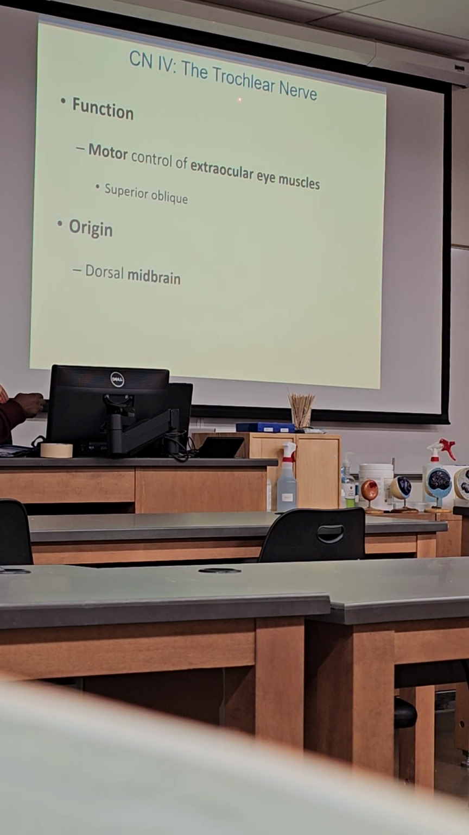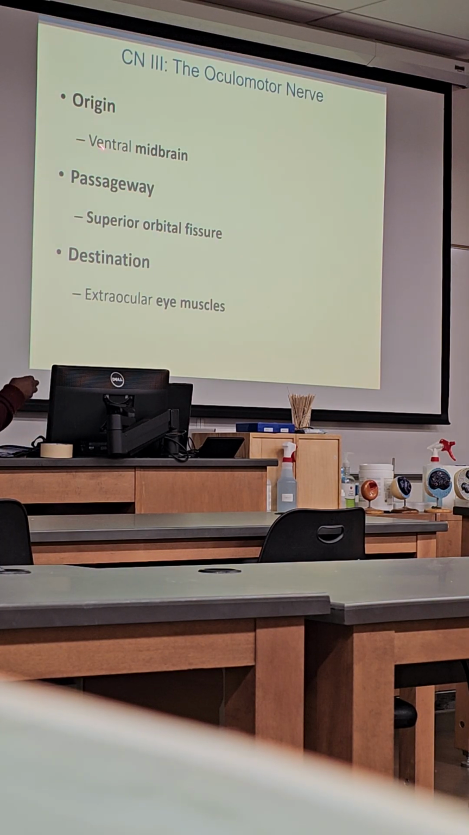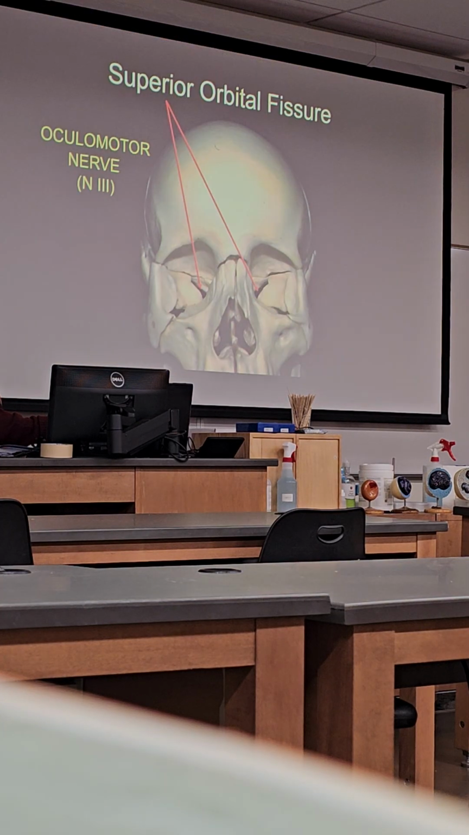Cranial nerve 4, the trochlear nerve. Motor control as well of one of the eye muscles, superior oblique. It also originates at the midbrain, the dorsal side of the midbrain, so the back part of the midbrain, as compared to oculomotor that originates at the ventral or the front side of the midbrain.